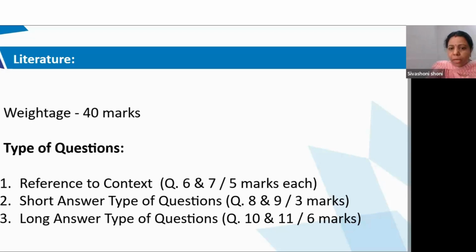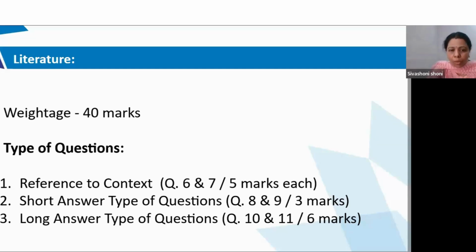If you ask me, is it giving any additional benefit? No. But of course, you are doing everything in the perfect manner. So the first literature question is the reference to context question, that is, the extracts we get from the poem or the prose. Those are question numbers 6 and 7. So there are two extract-based questions, and each is out of 5 marks. You will get competency-based questions, and I'm going to talk about that in detail.